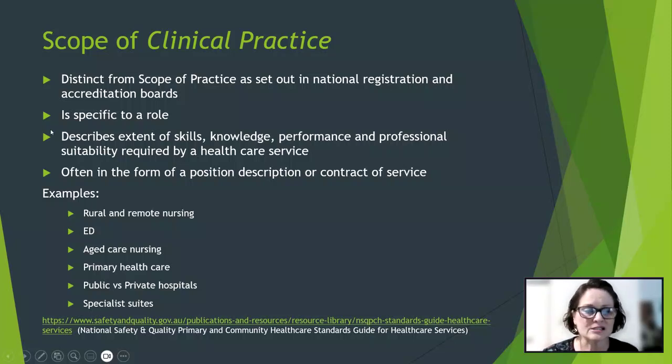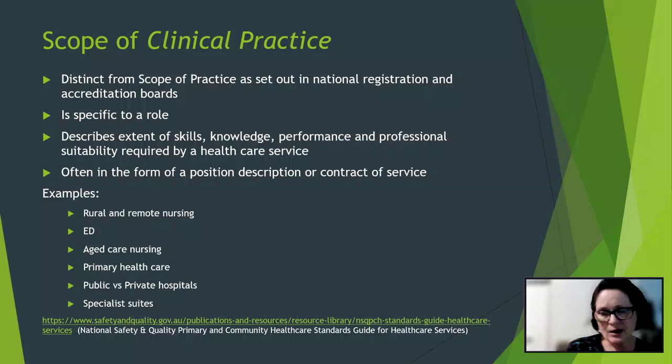So this is often presented in the form of a position description, or it might be in your contract of service, something like that. And that will outline what your clinical practice scope is going to be. So some examples here. In rural and remote nursing, there's often a very broad scope, and there's the necessity to do work to the fullest extent of a nursing scope here, because you don't have access to other clinicians, you don't have access to other services. So there are built-in regulations that provide the legal support, I suppose, to do more in those kinds of settings compared to what you might do in a more metropolitan location.